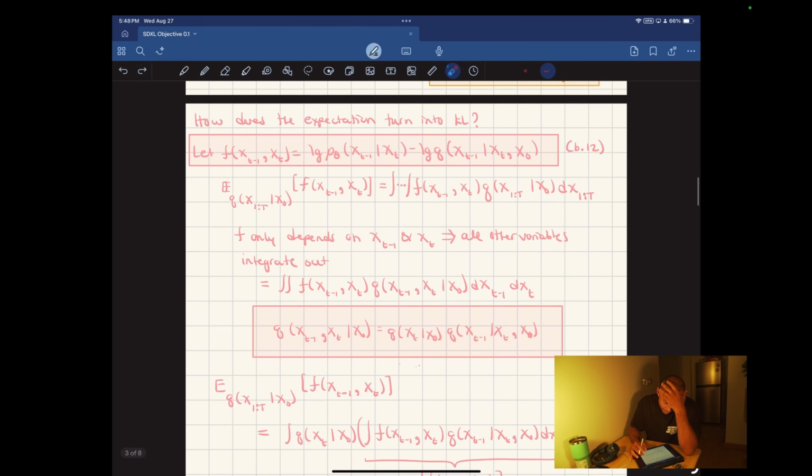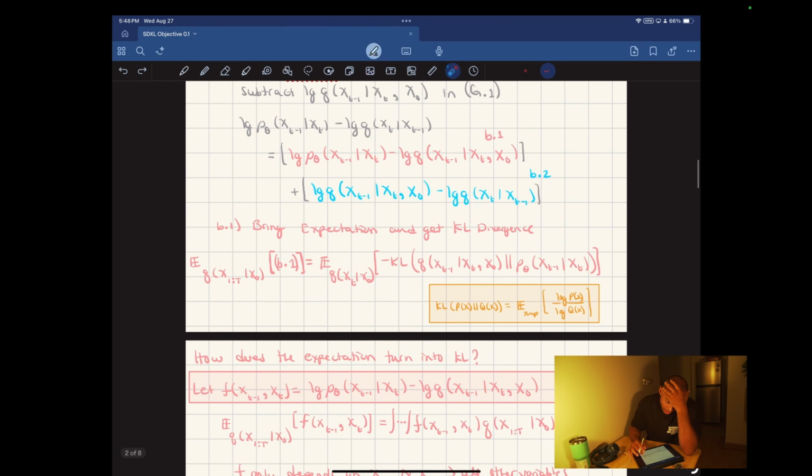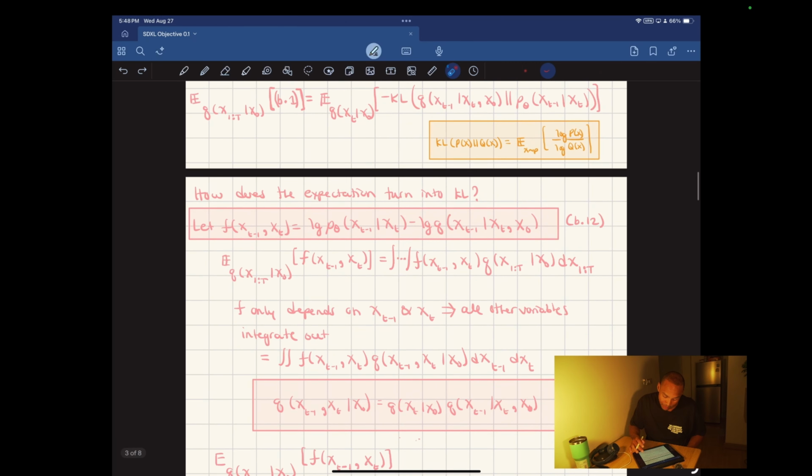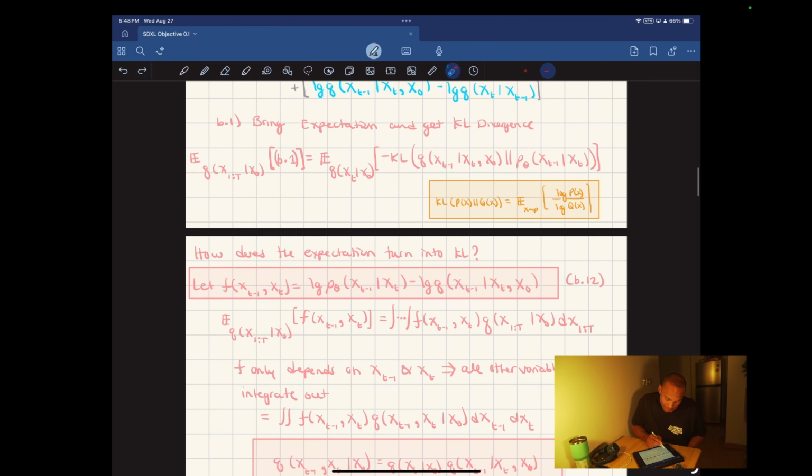Okay, so first, I'm going to call B.1, and define it as f of x_{t-1}, x_t, indexed by, right, so f of x_{t-1} and x_t. I'm just going to define this placeholder. So now the expectation of B.1 is this.